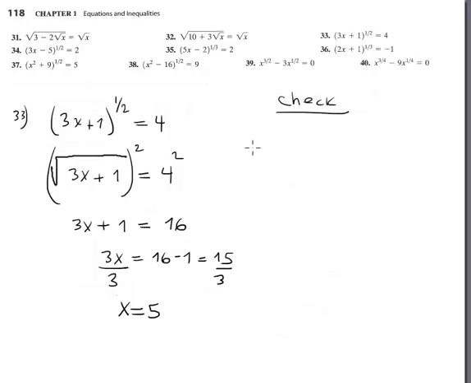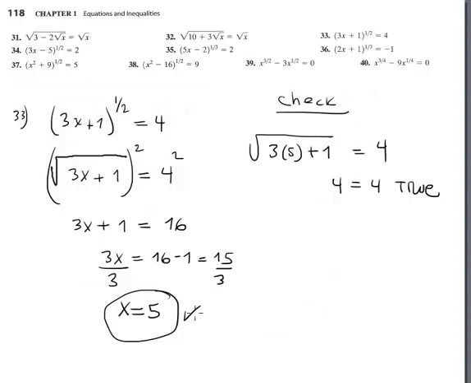Check. It's like a square root of 3 times 5 plus 1 should be 4. That's obvious, it's true. 3 times 5 is 15, plus 1 is 16, square root of 16 is 4, 4 equals 4 is true. Then 5 is the solution of this equation.